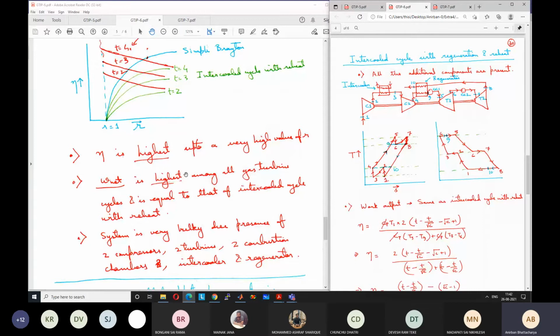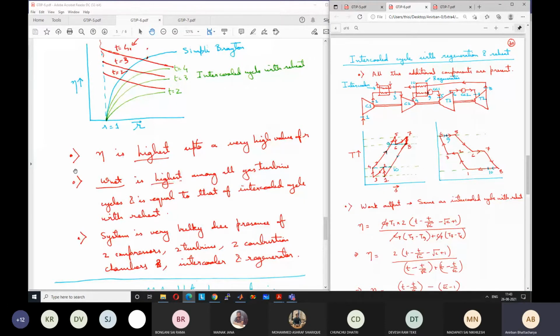Work output is also highest. Work output is highest among all gas turbine cycles and is equal to that of the intercooled cycle with reheating. Okay, the previous case, because regeneration does not change the work output, it remains highest among all the gas turbine cycles and is equal to that of the intercooled cycle with reheating. So both the things are highest.